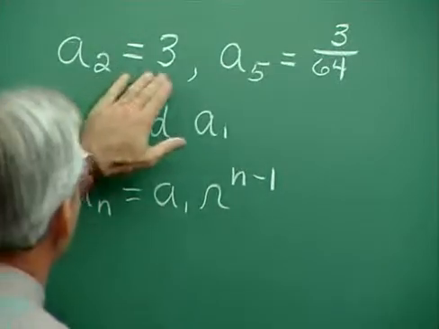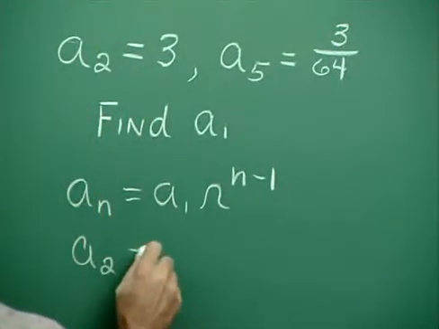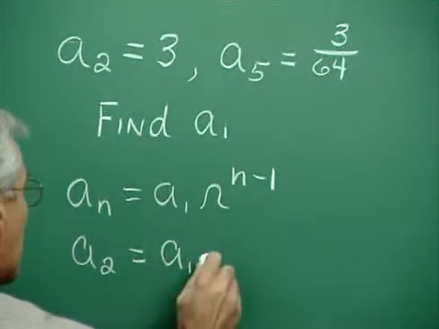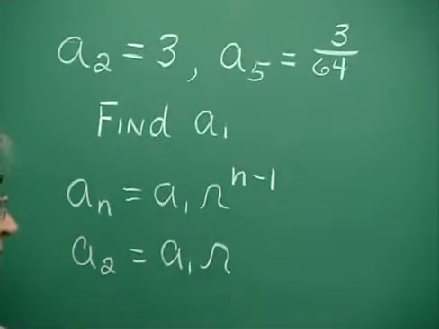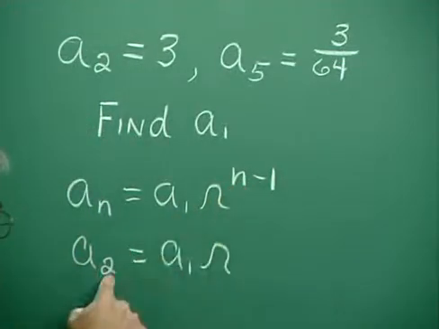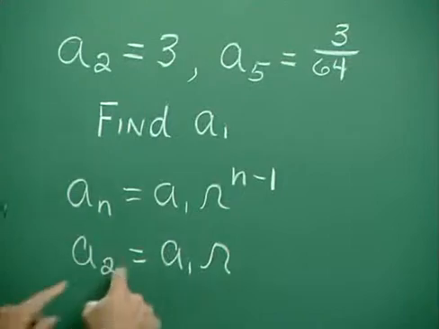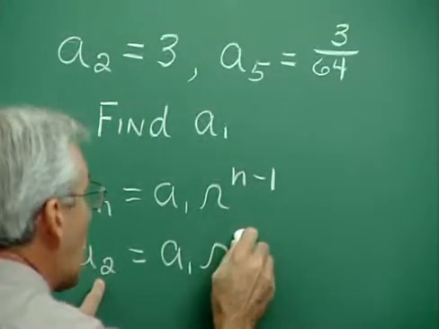We have information about a sub 2 being 3, but we know this. If this is a sub 2, then we have a sub 1 times r. We don't know either one of these, but n minus 1 is a correspondence here with this n. This is the n we're talking about. So if 2 is n, then this would be 2 minus 1 or simply 1.